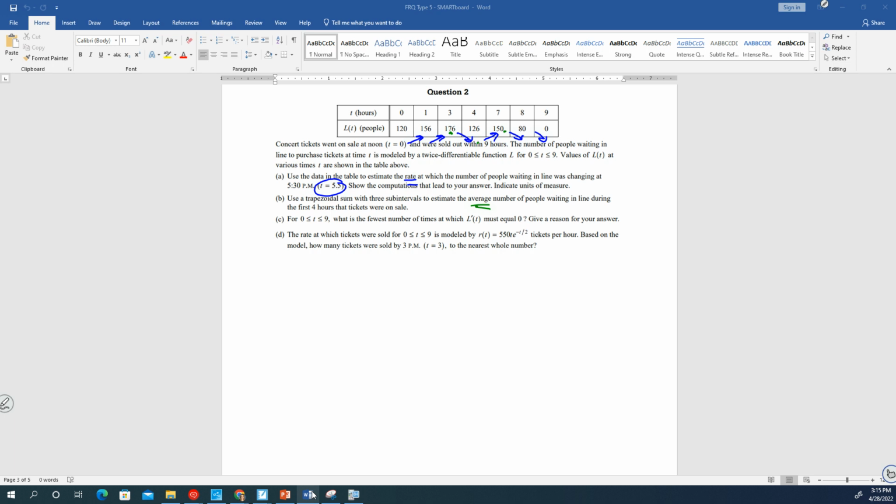Could it have more in between? Maybe. We don't know for sure, but based on the information we're given, the fewest number of times at which the derivative is 0, or think of a horizontal tangent, would be anytime there's a local min or max. You can explain this if you look at the guidelines. You can explain it using the mean value theorem and the intermediate value theorem, or another accepted answer, which is basically explaining what I just said in words.